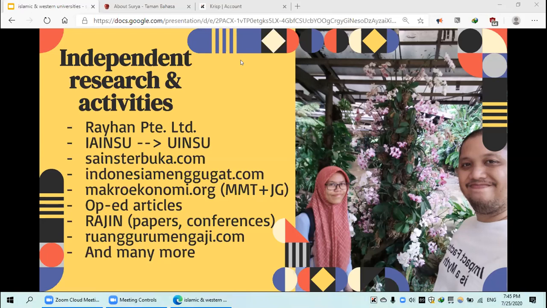And this is the newest, which is ruangguru-mengaji.com. Basically, in Indonesia right now, we have this online private system called Ruang Guru, which tries to brand itself as a new method to teach conventional subjects at the level of high school and below. So I'm just adding mengaji there. Mengaji traditionally means reading the Quran.